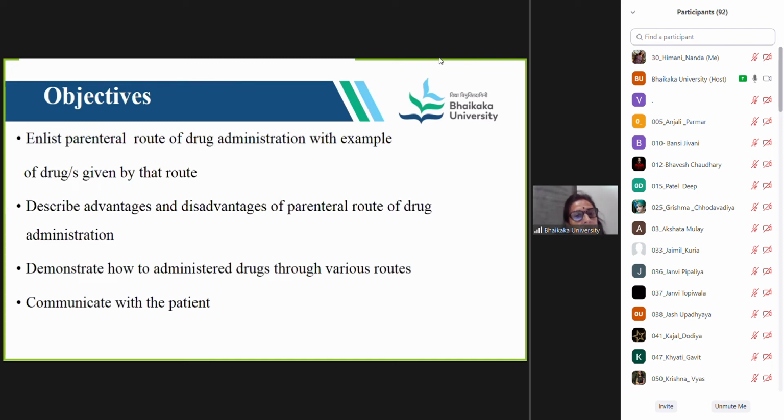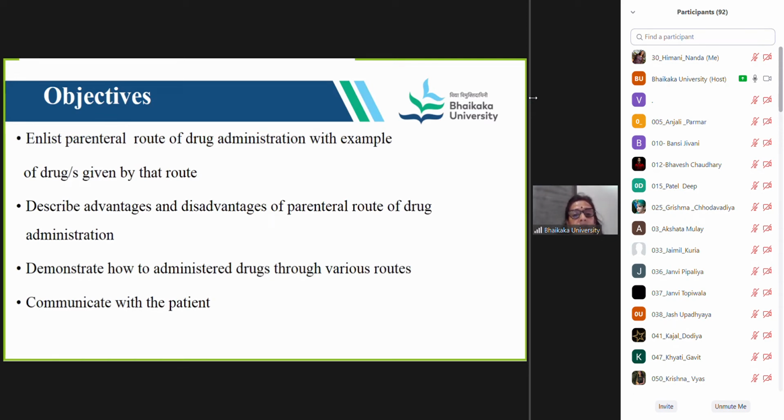Questions may be short answer questions or a short note: list the parenteral routes of drug administration with examples of drugs given by that route. Means there are different parenteral routes. So that is the first objective.